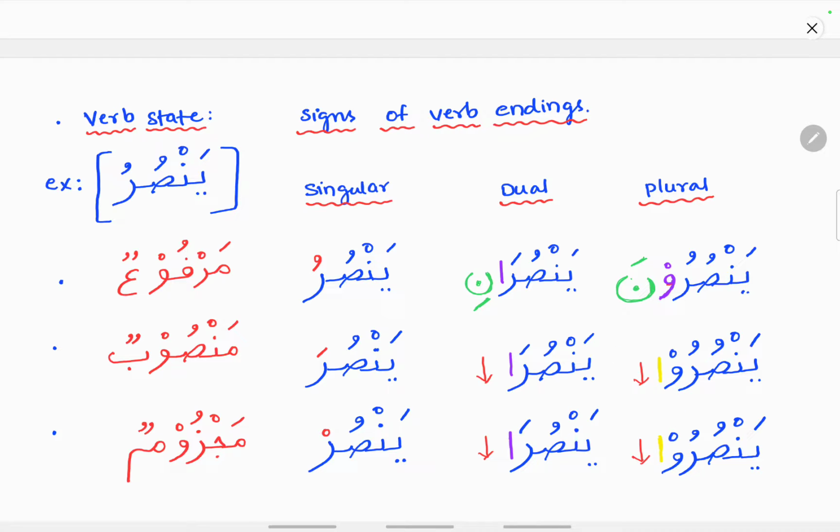So in dual form and in plural form, when the noon is being dropped, that means they are in the mansub state or in the majzoom state. When the noon is present, that means they are in the marfu state.